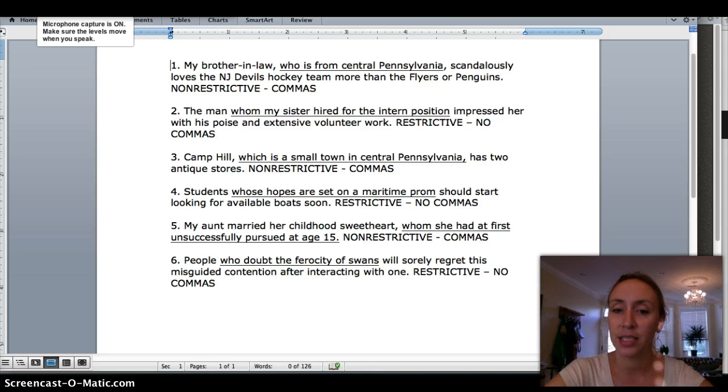People who doubt the ferocity of swans will sorely regret this misguided contention after interacting with one. This is restrictive. People who don't doubt the ferocity of swans will be fine, but people who doubt it will regret it. So it's restrictive and we don't need commas.